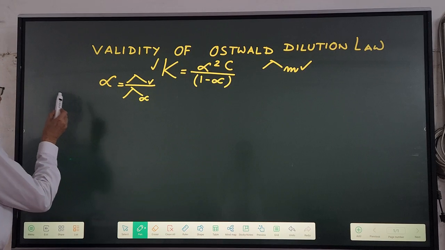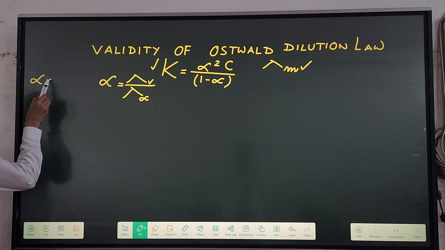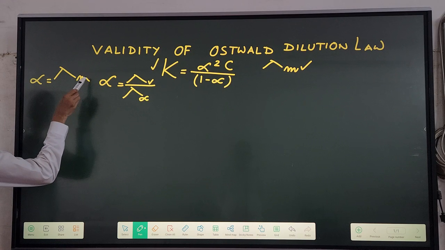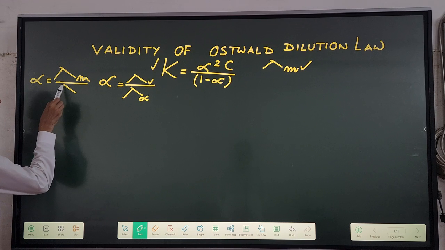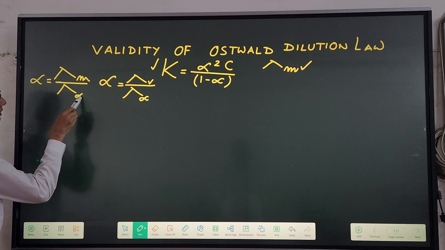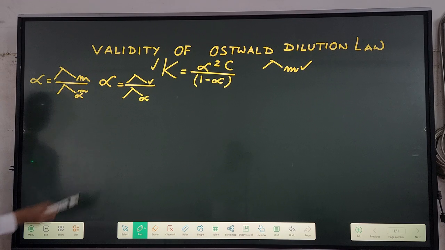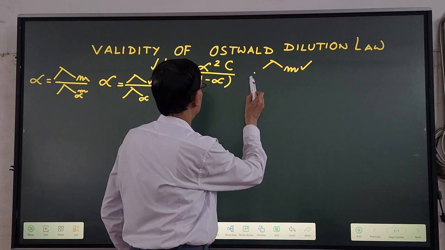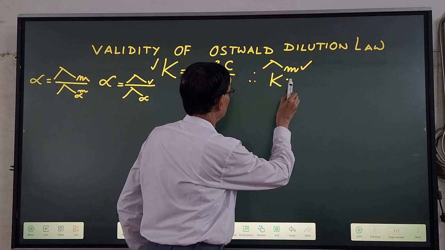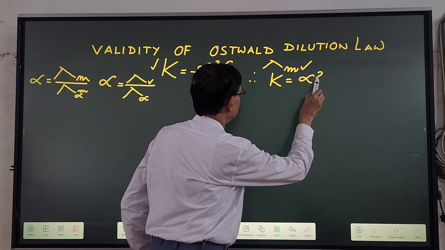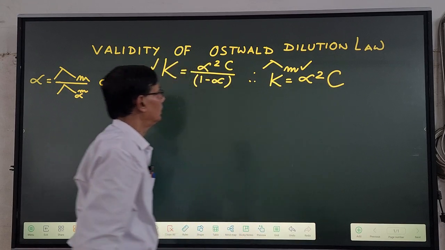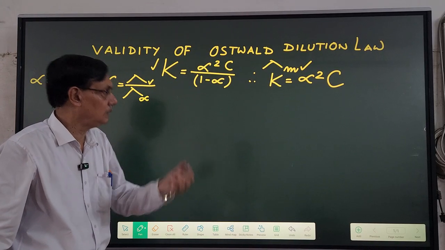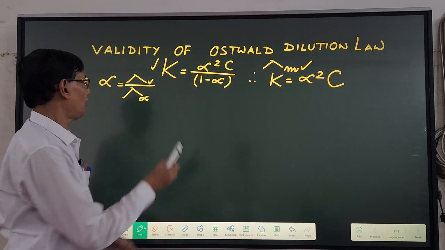Or even in some books, there is no problem, molar conductance can also be written like that, capital letter lambda, molar conductance also. So, of course, in some cases I can directly write K is equal to alpha square C, because for a weak electrolyte the value of degree of dissociation is very much less than 1. But you can use the full form, there is no problem.